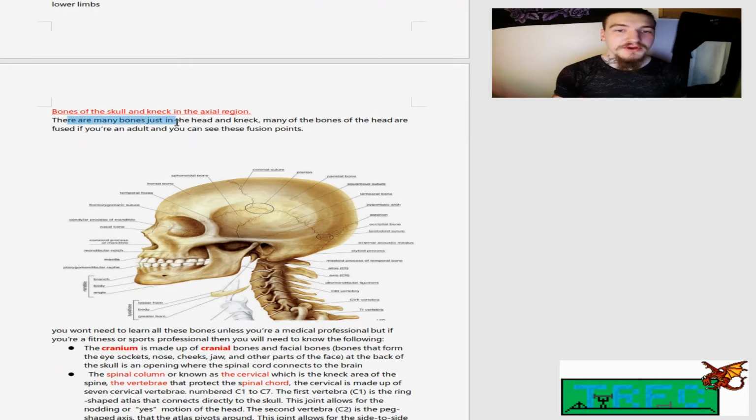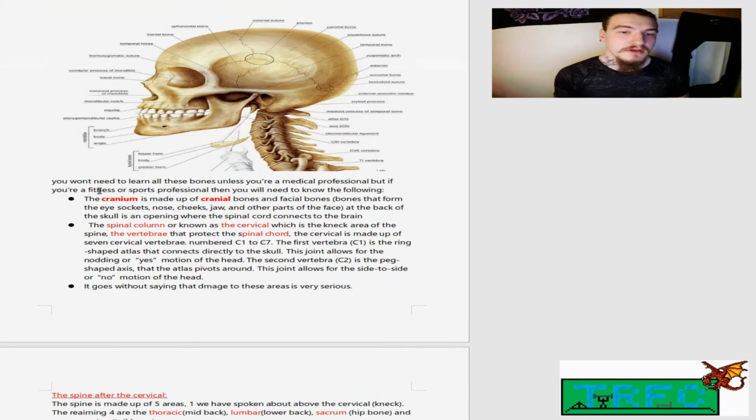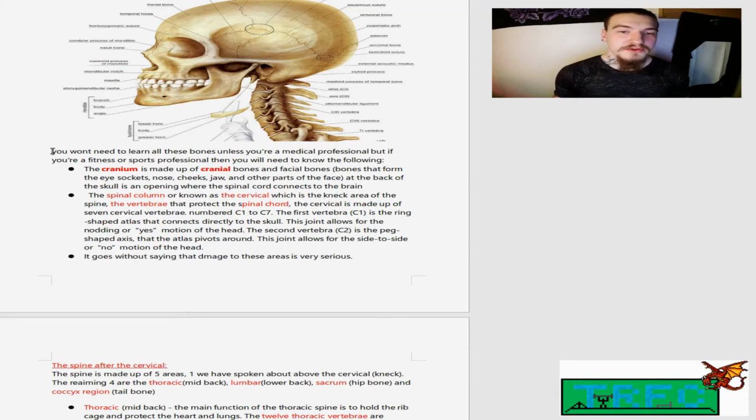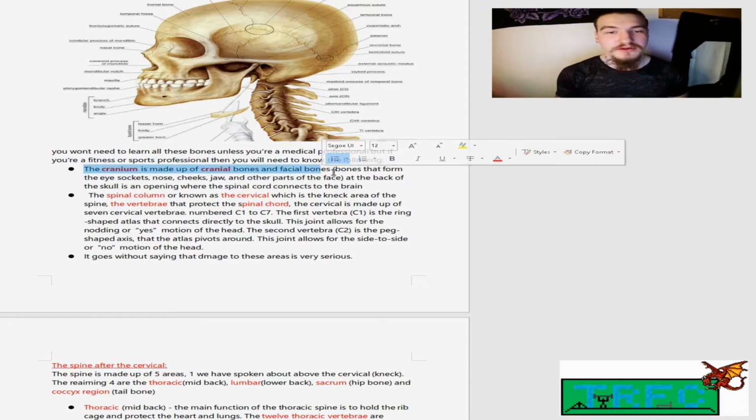Now there are many bones just in the head and neck. Many of these bones in the head are actually fused by the time you're adults, and you can see these fusion points along the skull. Now you won't need to learn all of these bones unless you're a medical professional, but if you're a fitness or sports professional then you need to know the following. So the cranium is made up of the cranial bones and the facial bones, so basically bones that form the eye sockets, nose, cheek, jaw and parts of the face.